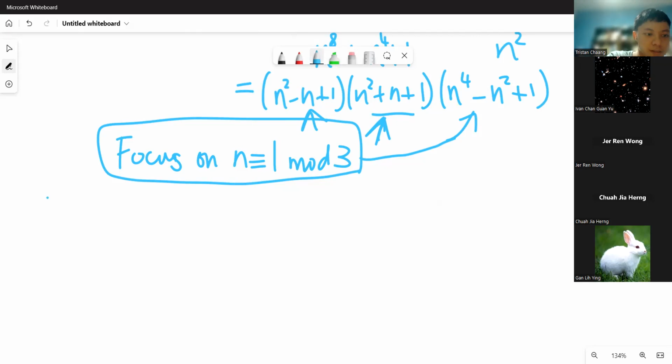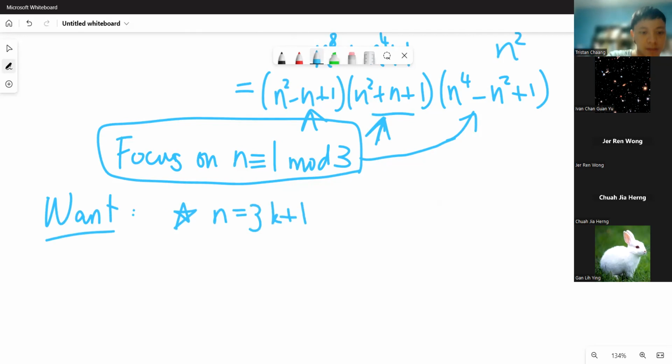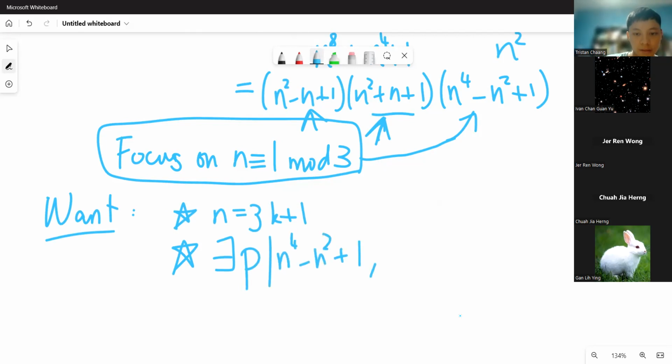So first of all, we want n to be 3k plus 1. Second of all, there does not exist a prime p dividing this such that p is more than n squared.